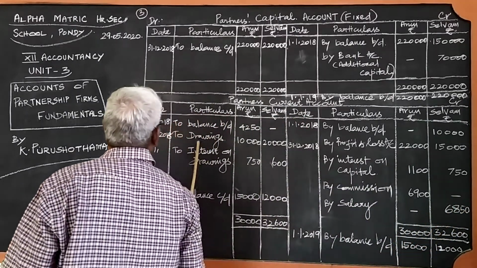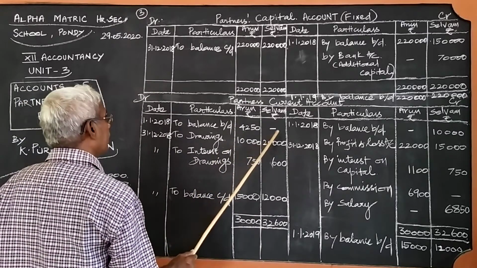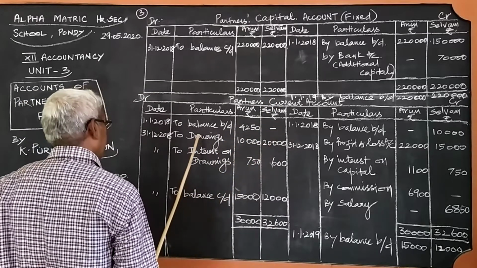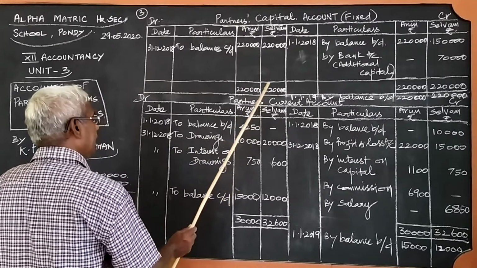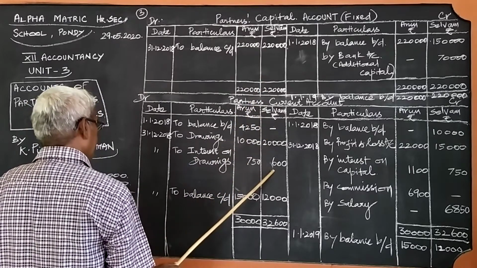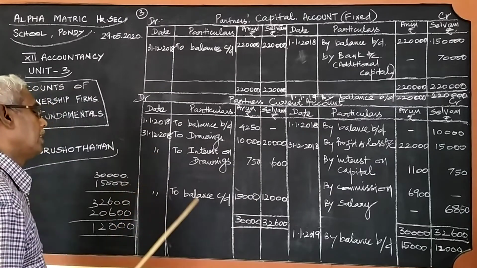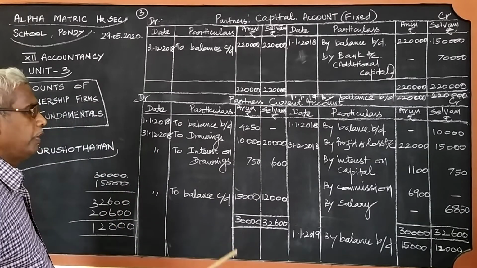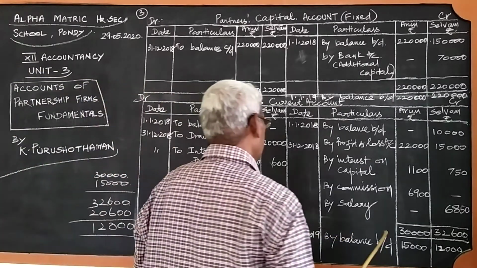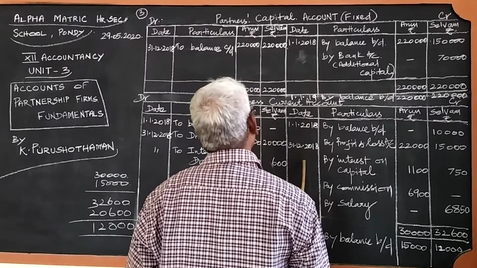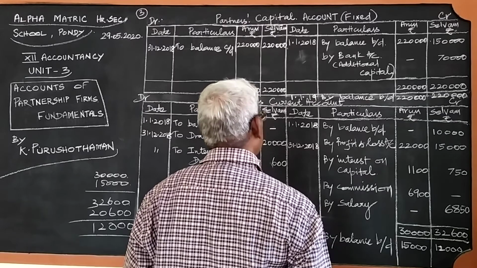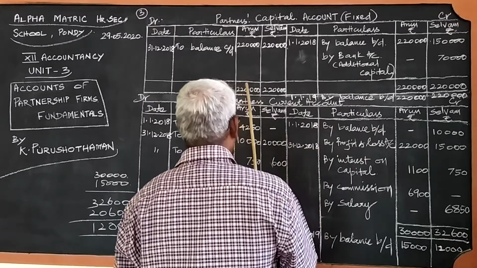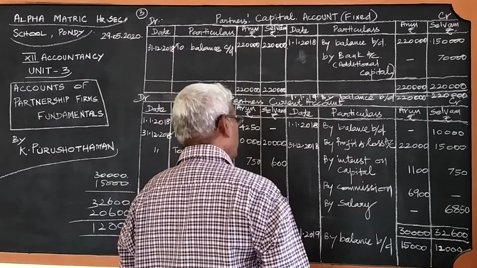Likewise here, drawings of Arun 10,000, Selvam 20,000. The interest on drawings paid by Arun is 750, paid by Selvam is 600. That's all regarding that. We have attended all the items. Now we can find the total. When you close the account, whether it is a capital account or a current account, we should do it partner by partner. So we are taking Arun's account first.